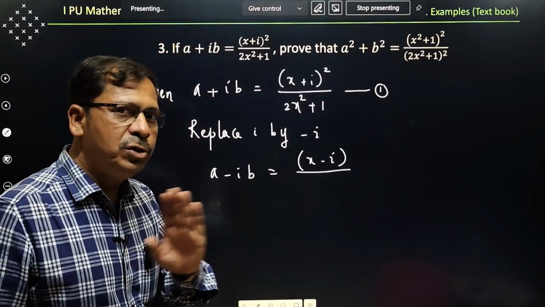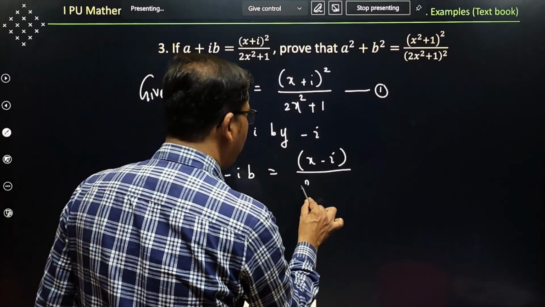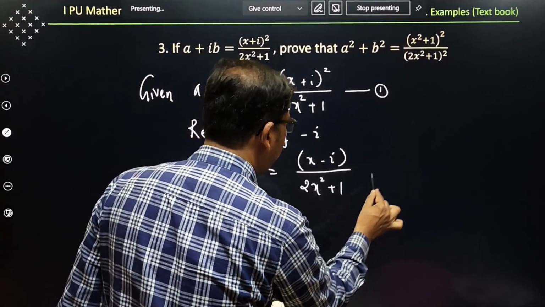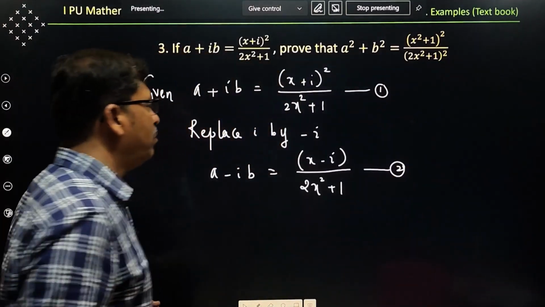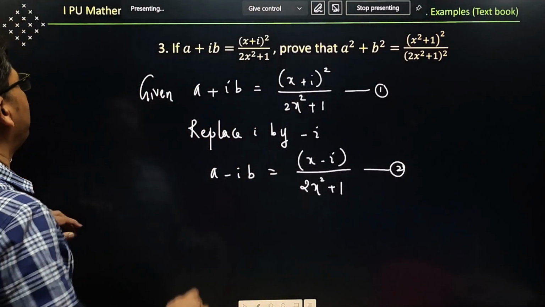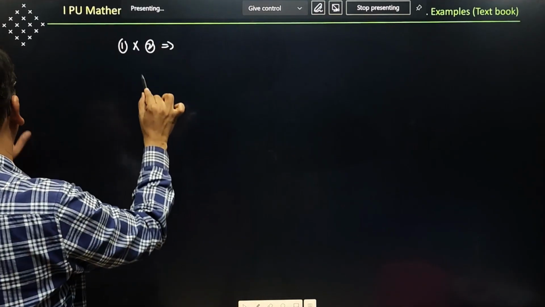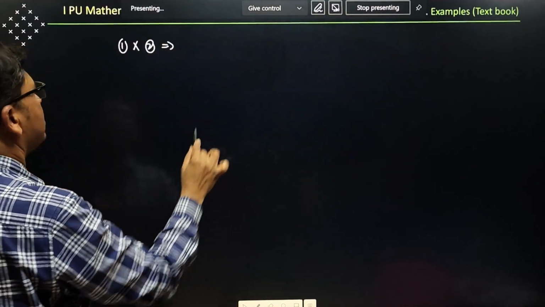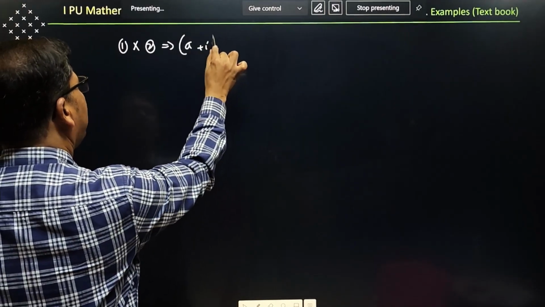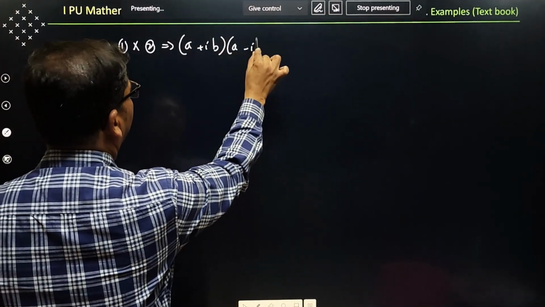If you replace it, it becomes a minus ib, plus i becomes minus i, so that it is x minus i. See, in the denominator you don't change, there is no i there. 2x square plus 1 you write as it is. So this is equation number 2. Let us multiply these two equations. Equation 1 into equation number 2.